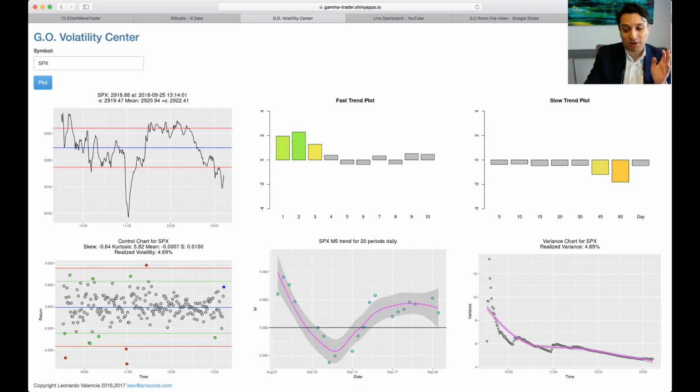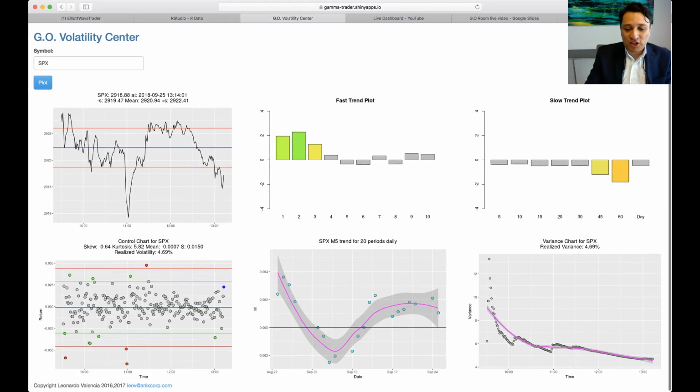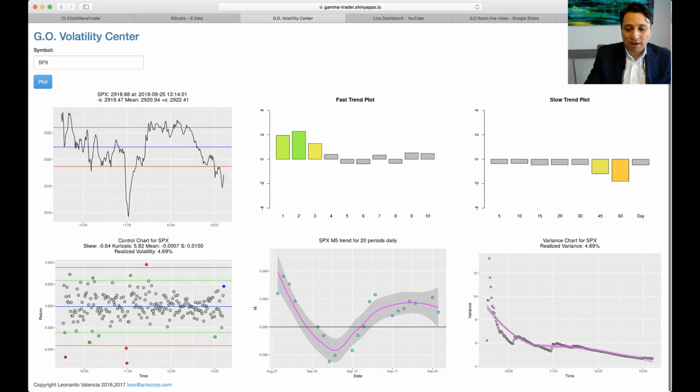It's one of my favorite tools of all the Momentum Center, which, by the way, is free, guys. You can use it. Just use it. It's available to you, so make use of these tools. And what this chart is showing you is the intraday variance along the day.